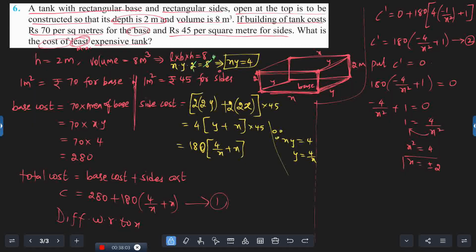But x you should not take as negative, because x is the base length, and base length you will not get in negative. So x is equal to 2 meters. I am taking the positive. Okay, we got the x value.